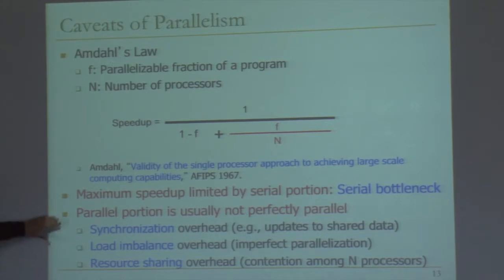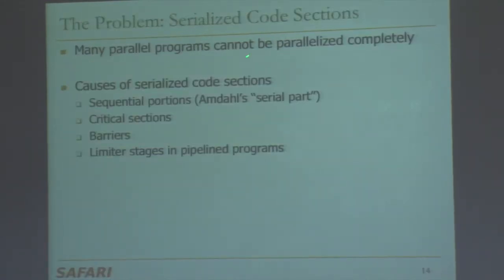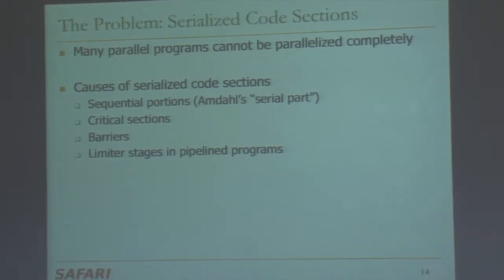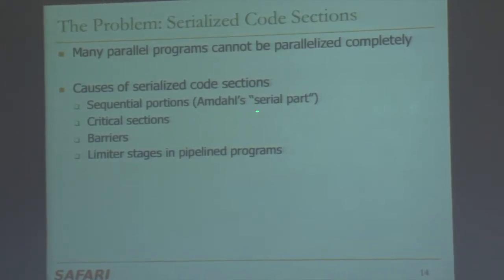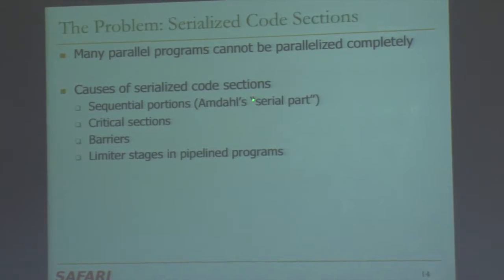It's very similar to Amdahl's serial bottleneck. But many parallel programs cannot be parallelized completely, and as a result, you get all of these bottlenecks. And there are several causes of these serialized code sections that we will talk about, if time permits, today. One is sequential portions. This is the Amdahl's serial part.